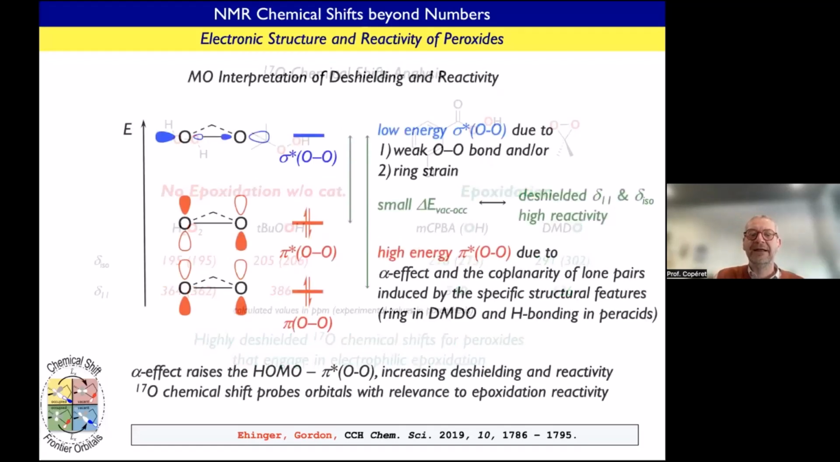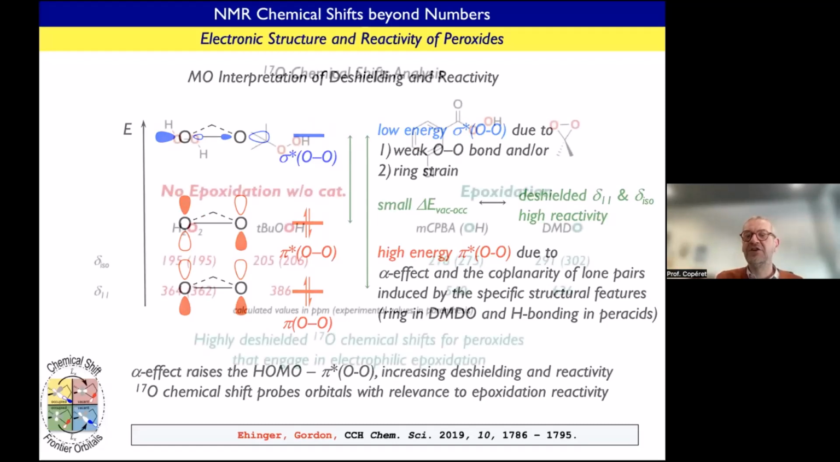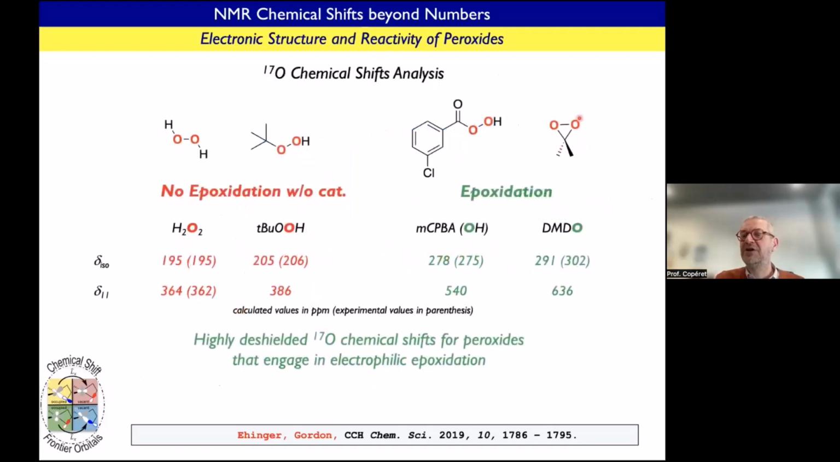Okay, and it turned out that the chemical shift difference is driven by the difference of energy between the high-lying filled pi star of your peroxide unit and the low-lying sigma star. And now you understand what is the difference between MCPBA, DMDO, and H2O2 and TBHP. If you have this molecule, this is a cyclic molecule, and in this one there is actually the H bond between this oxygen and this oxygen and hydrogen. So you have a cyclic structure.